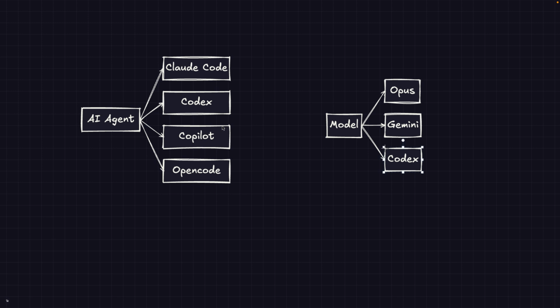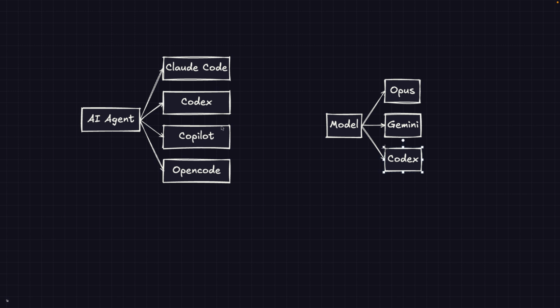These models are like a brain. This is what has the intelligence. This is what people spend billions to train. This is running in the cloud infrastructure of the model provider. So Opus is hosted and provided to you as a service by Anthropic, Gemini is from Google, Codex is from OpenAI, and so on. So this is the model.